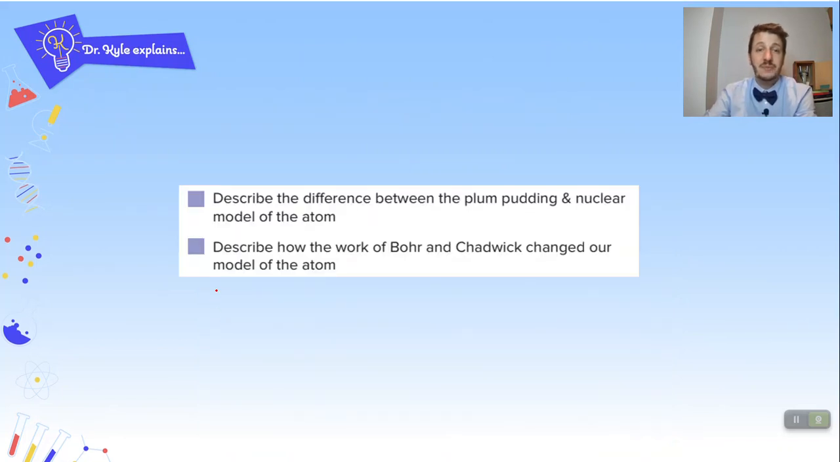Okay, so today we've described the differences between the Plum pudding model and the nuclear model of the atom. And we've also described how the work of Bohr and Chadwick changed the model of our atom.